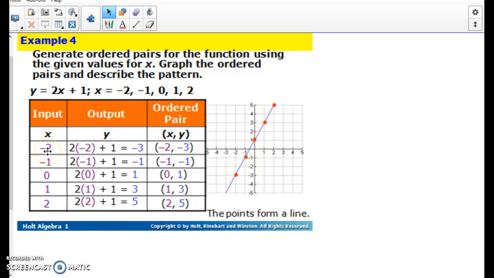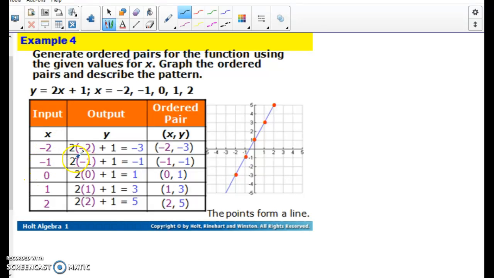So if x is -2, so I have 2 times -2 plus 1, my answer is going to be -3. So my input is going to be -2 because that's what I put in for x, and my output is going to be -3. So then there is a dot at (-2, -3) right there. Okay, same thing here.